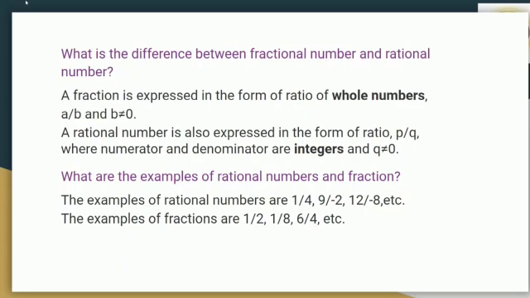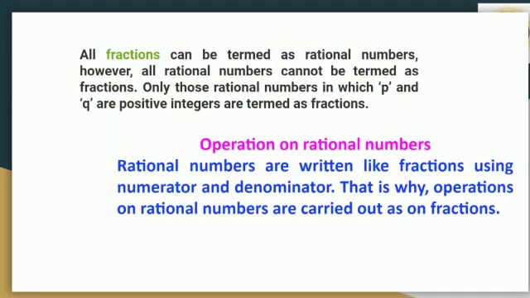Now here are some examples of rational numbers and some examples of fractions. 1 upon 4, 9 upon minus 2, 12 upon minus 8, etc. are rational numbers. 1 by 2, 1 by 8, 6 by 4, etc. are examples of fractions. So we see that all fractions can be termed as rational numbers. However, all rational numbers cannot be termed as fractions. Only those rational numbers in which P and Q are positive integers are termed as fractions.